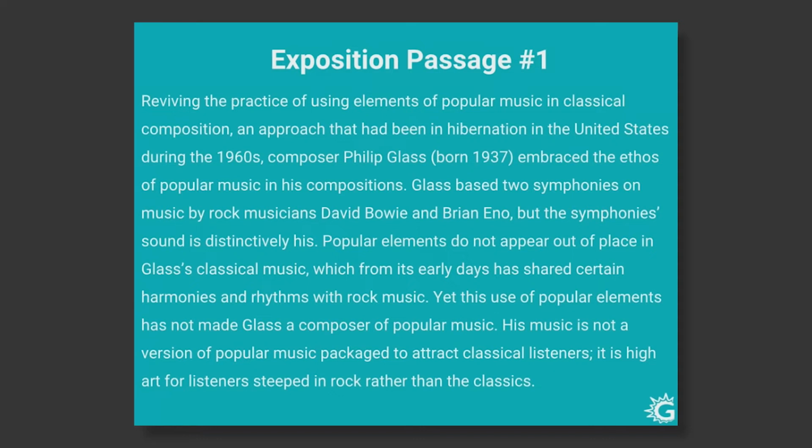Reviving the practice of using elements of popular music in classical composition, an approach that had been in hibernation in the United States during the 1960s, composer Philip Glass, born 1937, embraced the ethos of popular music in his compositions. Glass based two symphonies on music by rock musicians David Bowie and Brian Eno, but the symphony's sound is distinctively his. Popular elements do not appear out of place in Glass's classical music, which from its early days has shared certain harmonies and rhythms with rock music.